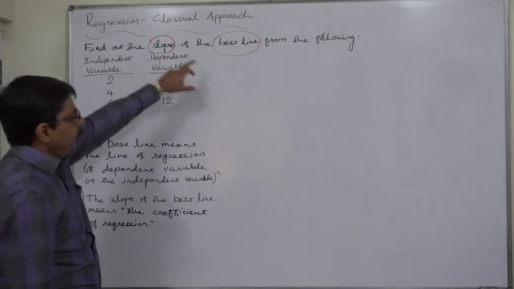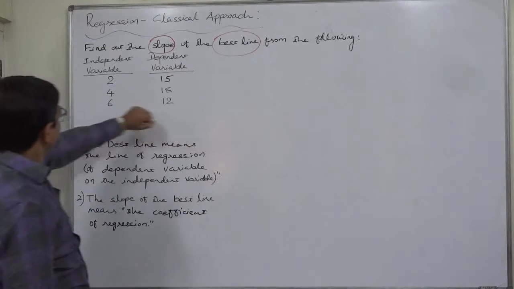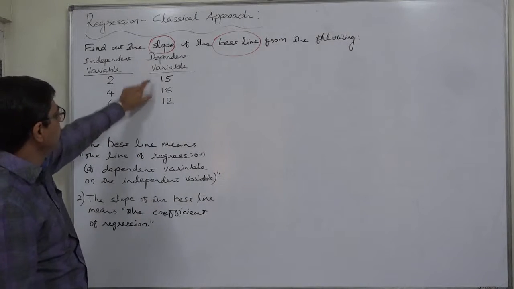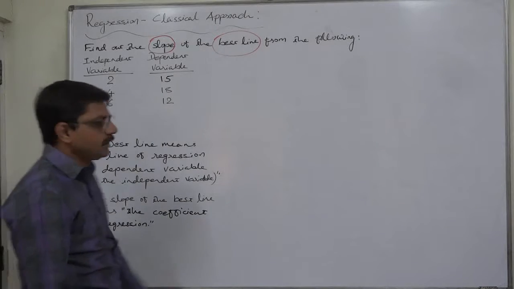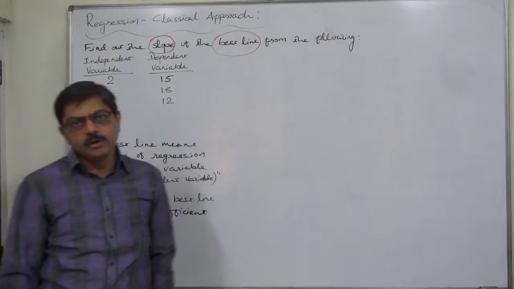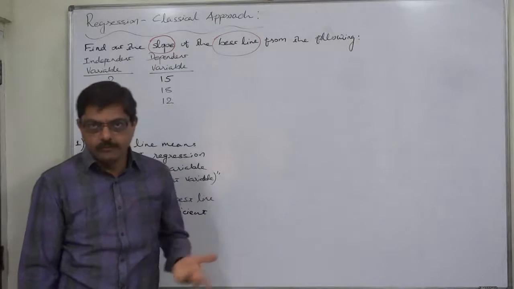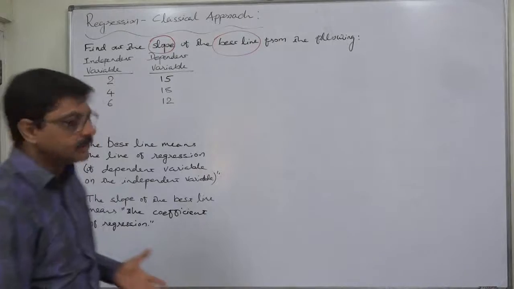Find out the slope of the baseline from the following. The independent variable takes values 2, 4, 6. The dependent variable takes values 15, 18, 12. But first of all, in this question, some lesser known terms have been used.